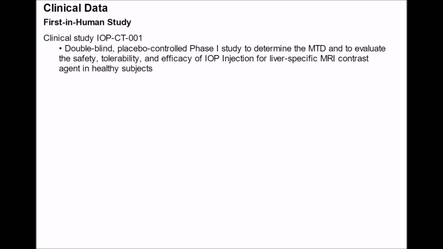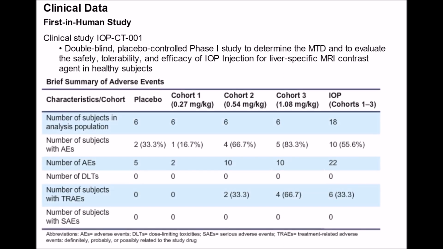Clinical study. IOP-CT-001 evaluated the safety and efficacy of single, low doses of IOP injection in healthy subjects for use as a liver-specific MRI contrast agent. A total of 18 subjects received a single dose of IOP injection across 3 cohorts.